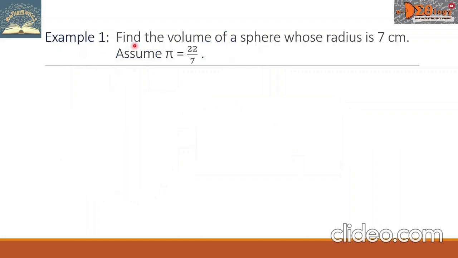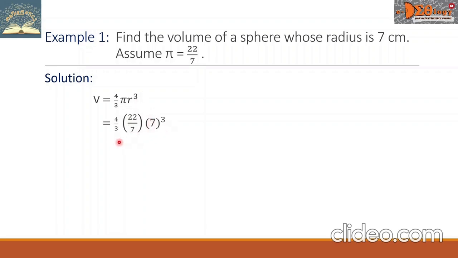Example 1. Find the volume of a sphere whose radius is 7 centimeters. Assume pi equals 22/7. We write the volume formula, then we substitute the corresponding values. 4/3 times pi, we write 22/7 for the pi, and r cube is 7 cube.